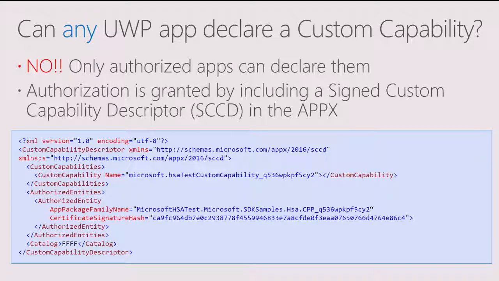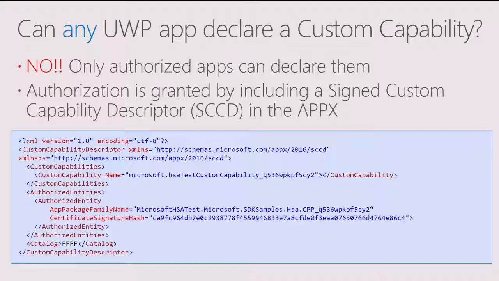This file would be provided by the owner of the custom capability, and it has three sections in it, which let's go into a little more. The first section you'll see is called custom capabilities. This lists all the custom capabilities that the SCCD file is vouching for. The second section is authorized entities, or think of it as apps. This says which apps are allowed to use this previously mentioned capability. The app is identified by a package family name and by the certificate signature hash with which the app will be signed. The final section is called catalog, and this is the catalog signature of the SCCD file itself.